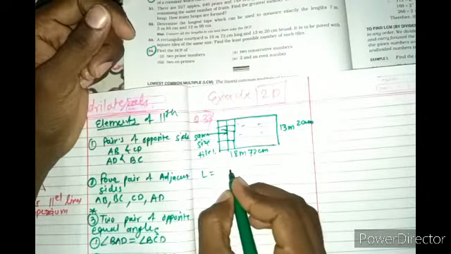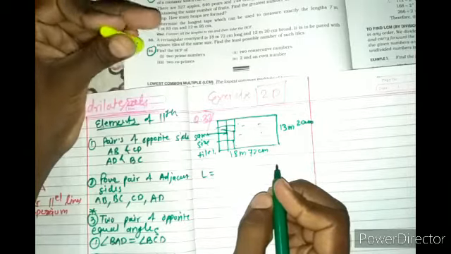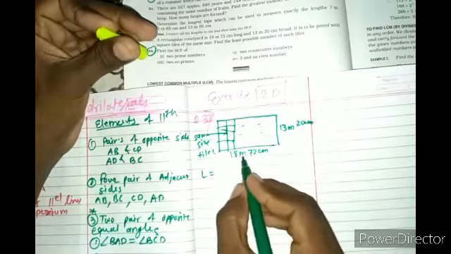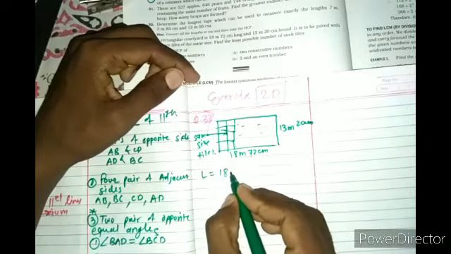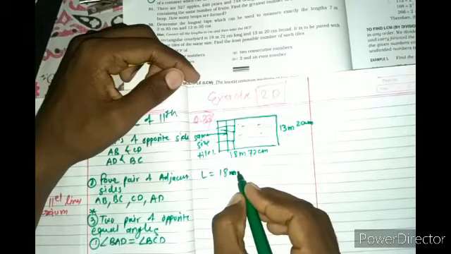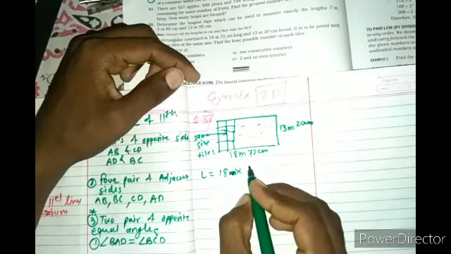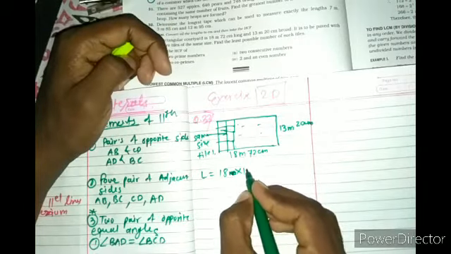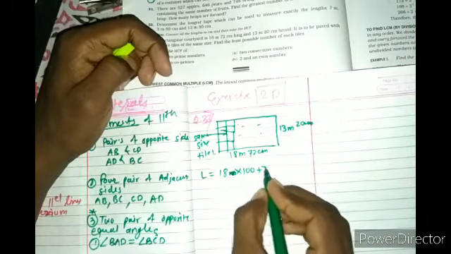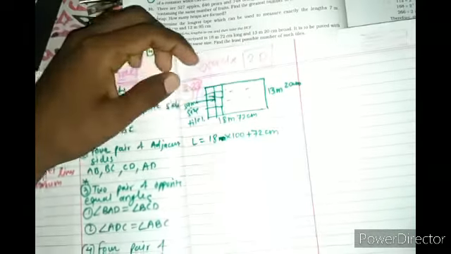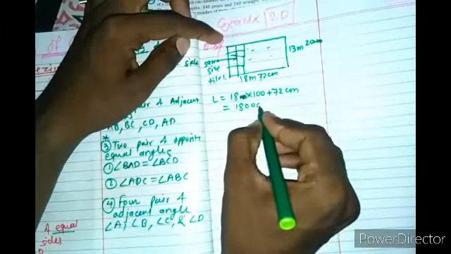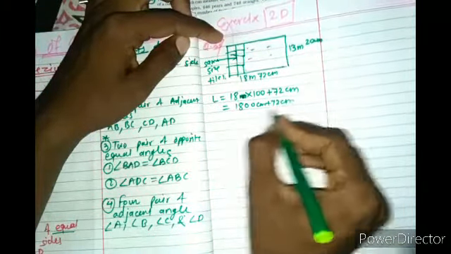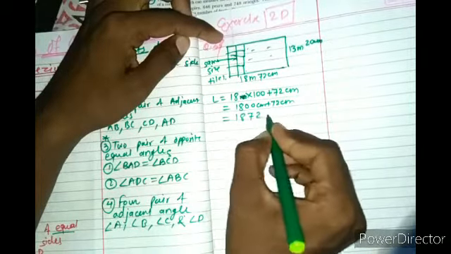So here the important thing is we have to convert the given values into one unit, because there is meter and centimeter, so we will convert it into centimeter. So 18 meter we have to convert into centimeter, so multiplied by 100 plus 72 centimeter. After that, 1800 centimeter plus 72 centimeter, so finally it is 1872.